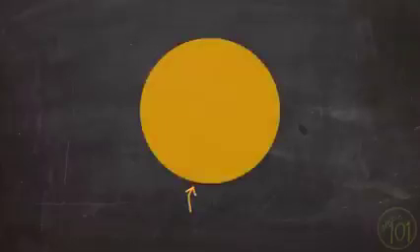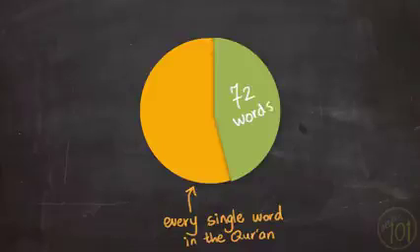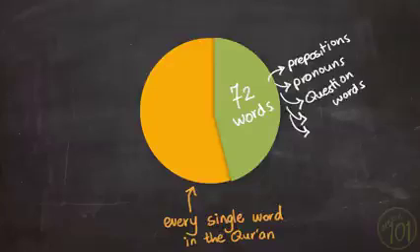This pie here represents all the words in the Holy Qur'an. Around 45% of all of the Holy Qur'an is made up by only 72 words. They include prepositions, pronouns, demonstrative pronouns, question words, and so on. And these are repeated hundreds of times, and some are even thousands of times.